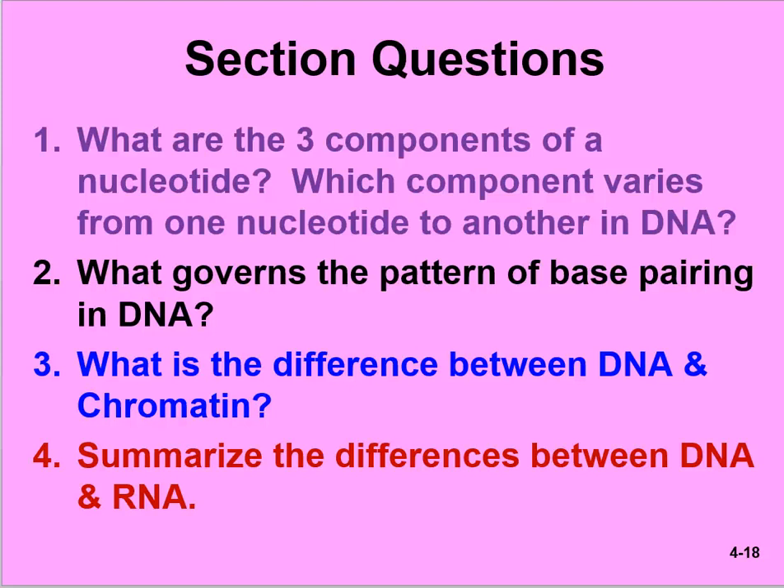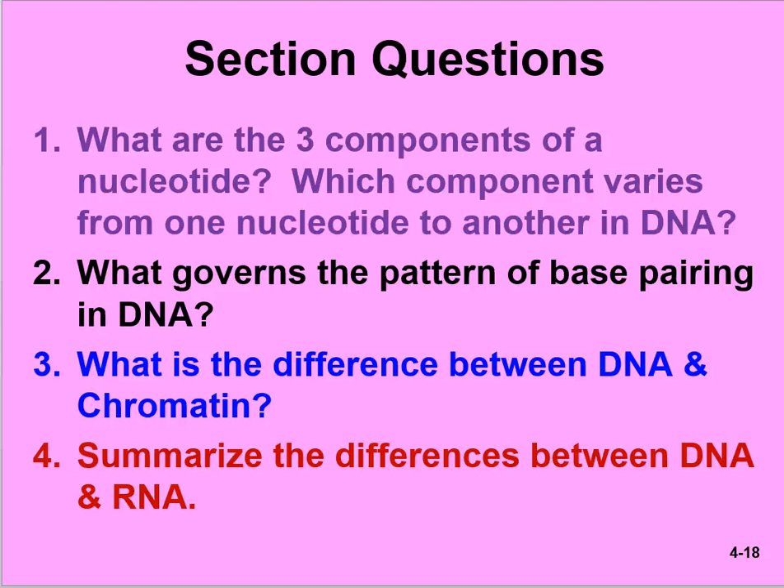Number three, what's the difference between DNA and chromatin? Remember, DNA is our genetic information molecule, which is a polymer that consists of nucleotides. And chromatin is a mixture of DNA with histone proteins. And again, we can find that material in the nucleus of our cells.